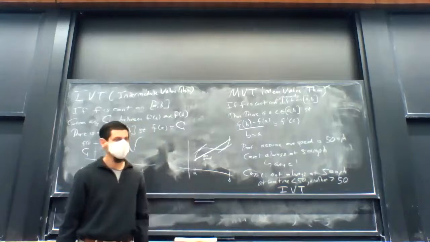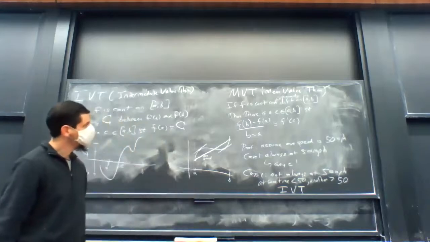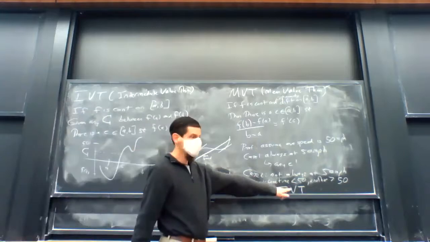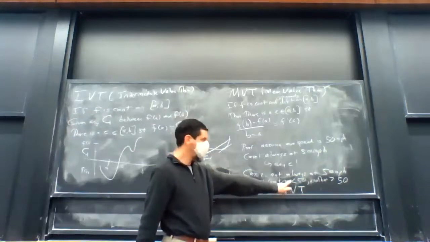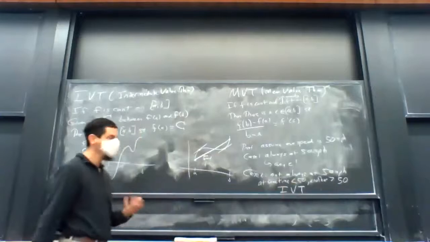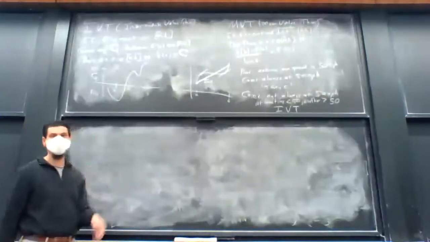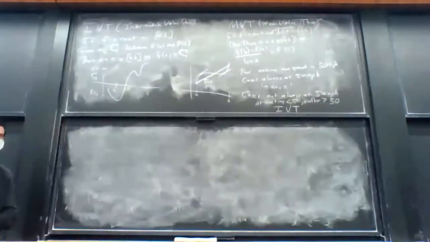How does f prime need to be continuous? Well, because we're using the intermediate value theorem and we're applying that to f prime. Because we're talking about the speed. So we're applying the intermediate value theorem to f prime, so we need f prime to be continuous.